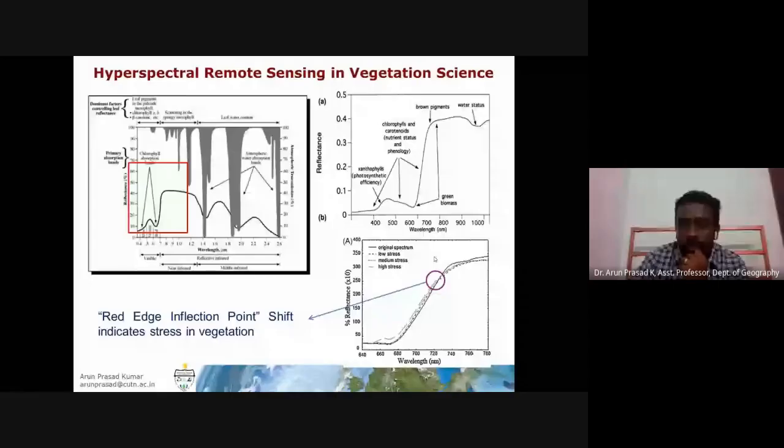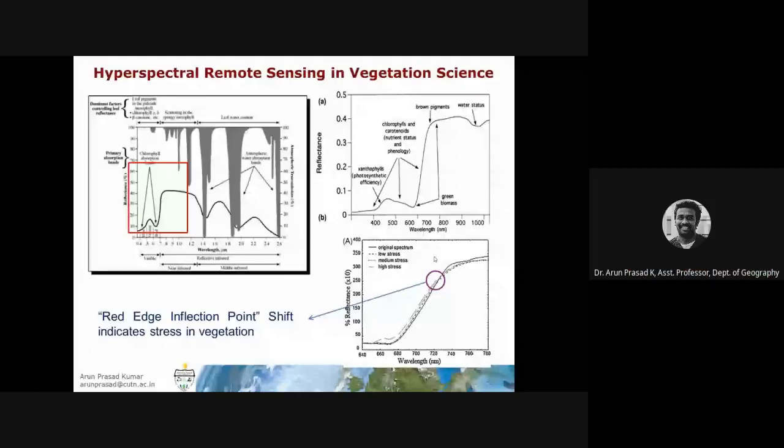So here we can see, this is called the red edge. It is called red edge because from red it is edging to the near infrared region. So this peak, once it touches here, is called the red edge. Okay. So this green biomass is responsible for the reflectance at the red edge region. If the vegetation is in stress, then the peak will be moving towards the blue. So that is why this region is much more important in vegetation science.